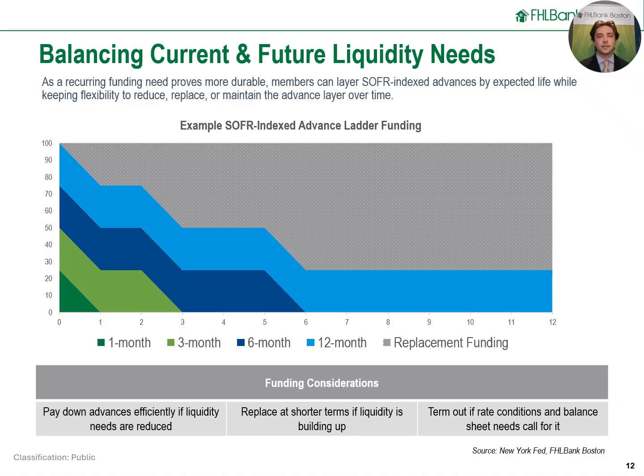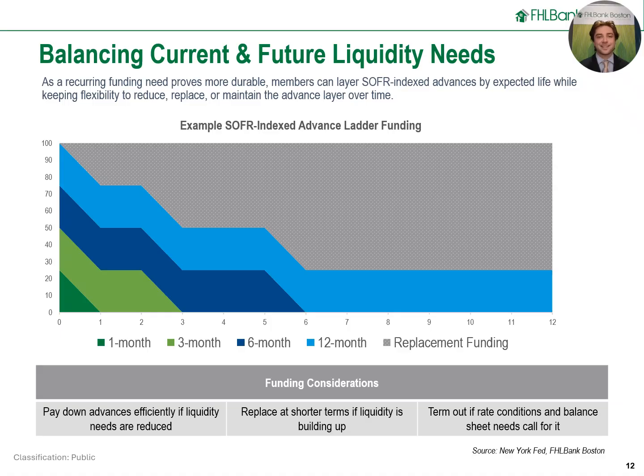Every maturity is a decision point. If deposits grow, let a layer roll off. If the need remains, replace it. If it proves durable, extend it. Terming out does not mean marrying the advance forever.